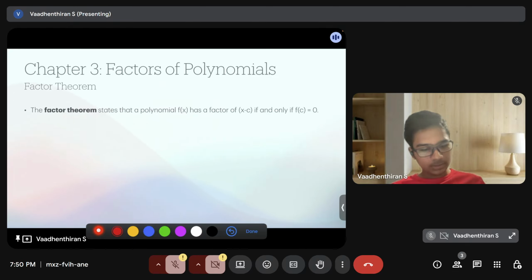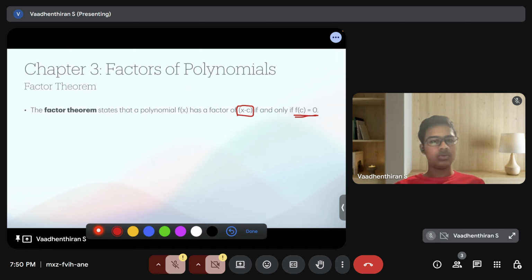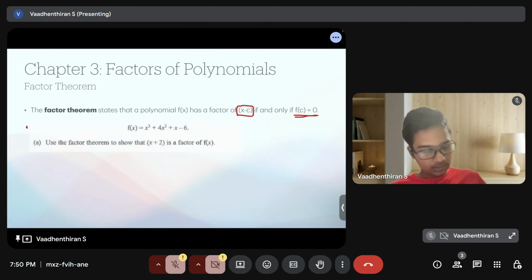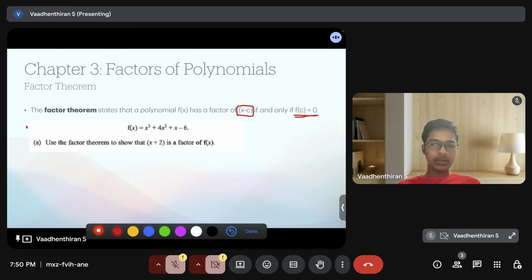So what is the factor theorem? The factor theorem states that a polynomial f of x has a factor of x minus c if and only if f of c is 0. What this means is, if you take any linear equation, let's say, there's an example here.